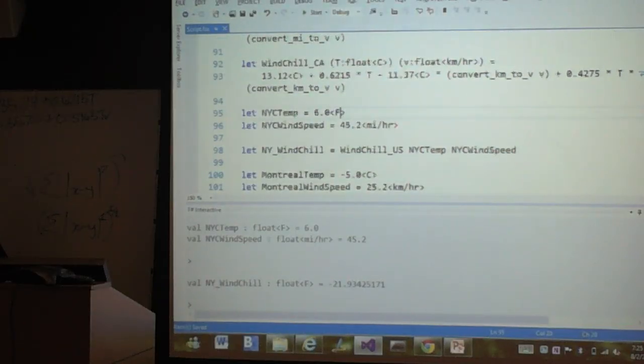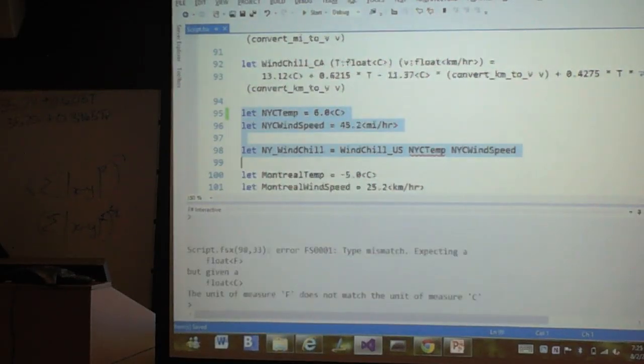If I tried to send this in at 6 degrees Celsius, it'll automatically put a squiggly under New York City temp, and it'll tell me that the unit of measure F does not match the unit of measure C. So it's an additional check when you have all of this set up that you are sending in the exact right thing. You're not mixing and matching your units. You're not being dumb about something. It's making sure.